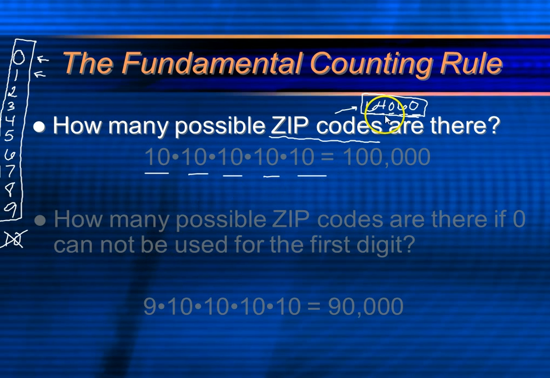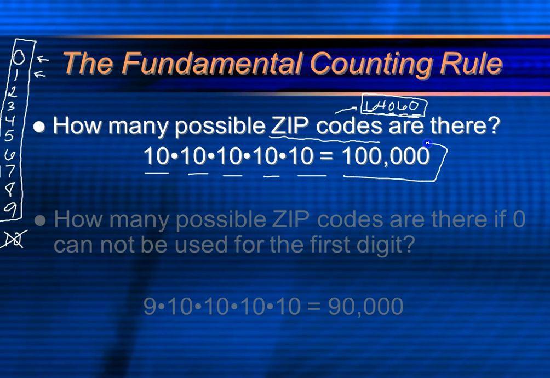So when I talk about how many possible zip codes, blank, blank, blank, blank, blank, 5 blanks. Each of those blanks has 10 possibilities. So it's just 10 times 10 times 10 times 10 times 10, which gives you 100,000 different possibilities for zip codes.